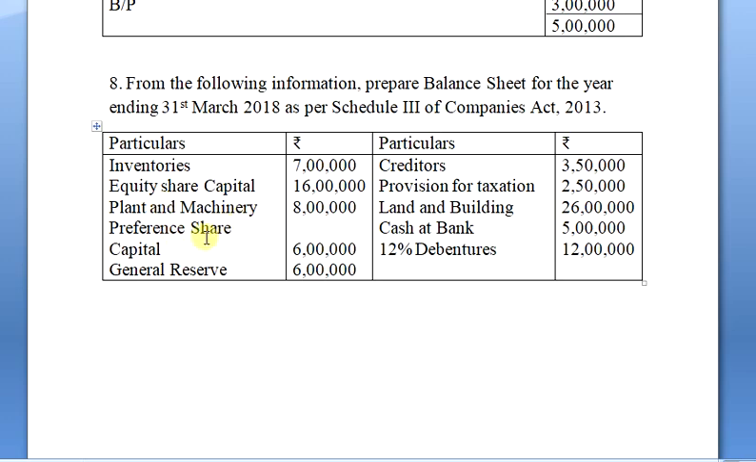Preference share capital, this will be coming under the equities and liabilities, amount of rupees 6 lakhs. So my dear friends, here we need to make a note. Which note? That is share capital note we need to maintain. Under that, equity share capital 16 lakhs plus preference share capital 6 lakhs. General reserve 6 lakhs will be coming under the equities and liabilities, under reserves and surplus. Creditors and provision for tax: creditors will be coming under the current liabilities, and provision for taxation is also current liabilities. Land and buildings are assets. Cash at bank 5 lakhs is a current asset. 12% debenture 12 lakh is a long term borrowing, it will appear under the head non-current liabilities.